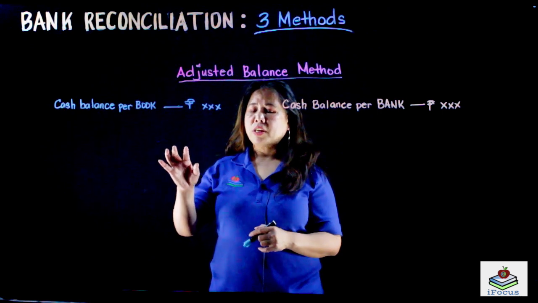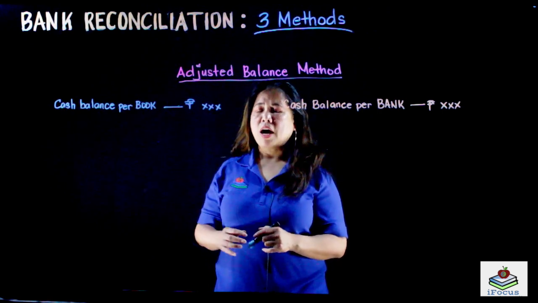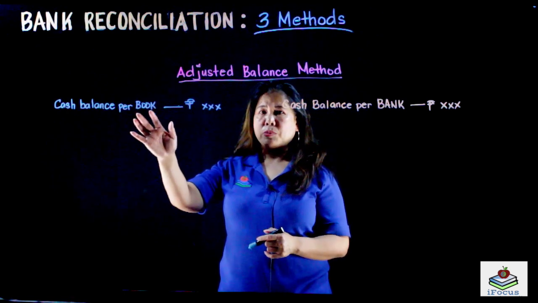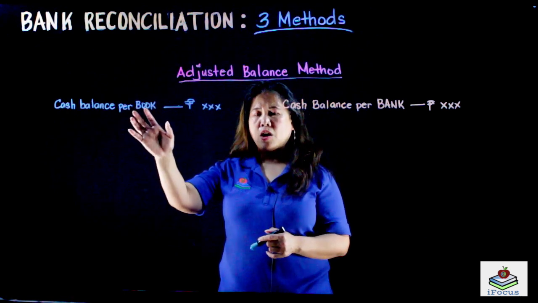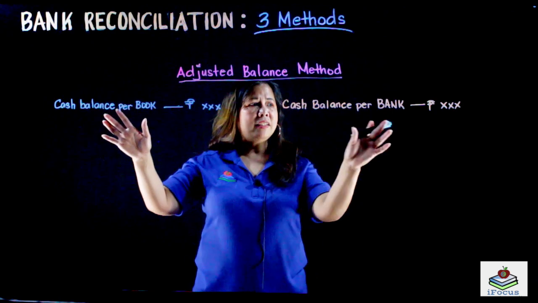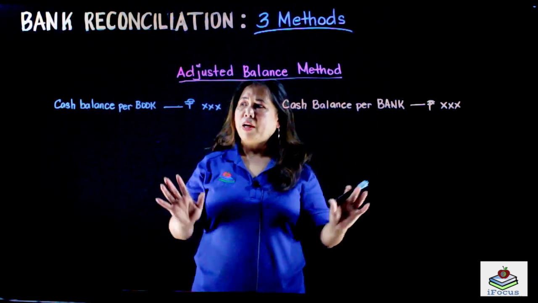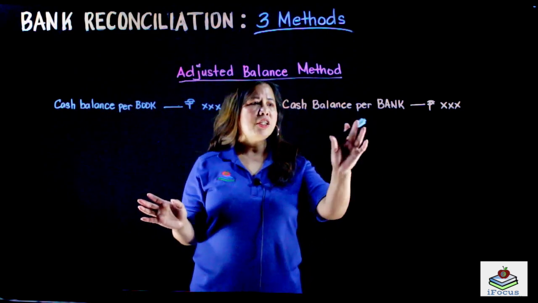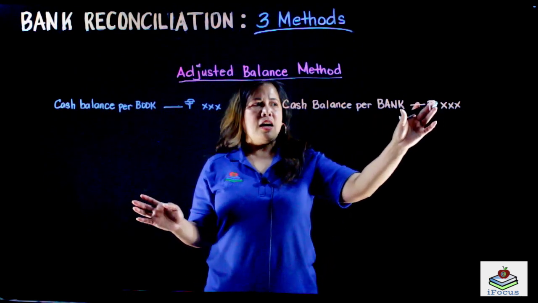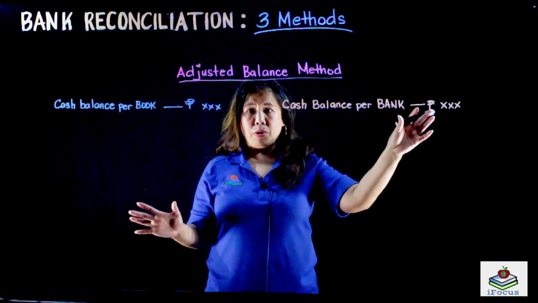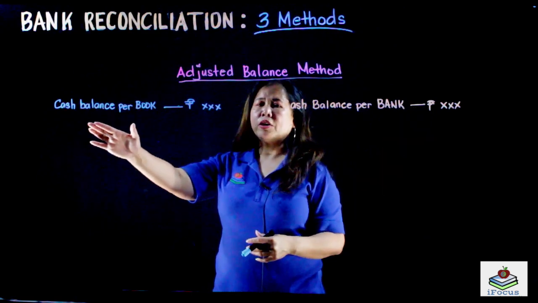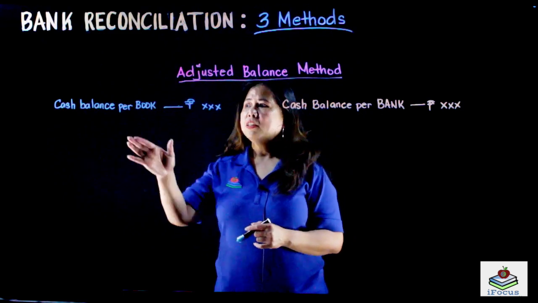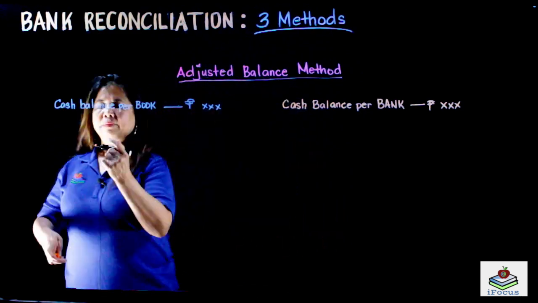credit memos and the debit memos. Ang credit memo ay ina-add natin sa cash balance per book. Ano ba yung credit memo? Ang credit memo ay in-add na sa bank pero hindi pa ito na-add sa book ng company. On the cash balance per bank, nandun na ang amount na yon na credit memo. Pero sa cash balance per book, wala pa yon. Kaya i-add natin yung amount ng credit memo sa cash balance per book.